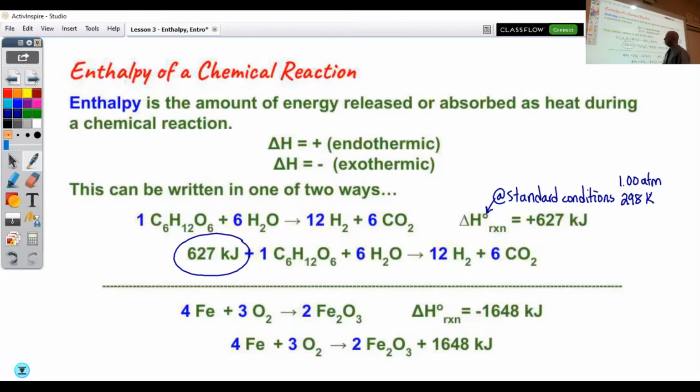In our second example, we have iron reacting with oxygen to produce iron 3 oxide. In this case, notice that the delta H for the reaction is negative, indicating that it's an exothermic reaction, or that heat energy is being given off. If we were to do the same thing we did up here, that heat energy would appear as a product on the right side of the reaction.